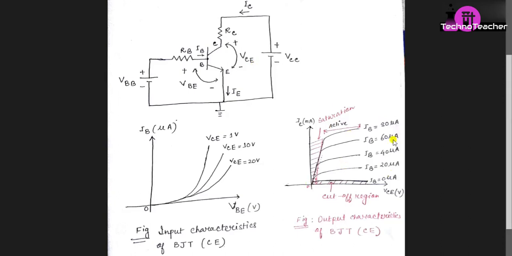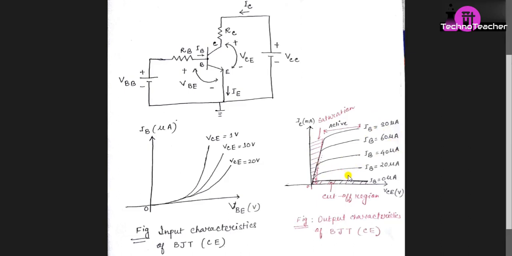This figure shows the output characteristics of BJT in common emitter configuration. Here, different IC versus VCE curves are shown for different IB values. As we can see here, for IB equals 0 microampere this curve, for IB equals 20 microampere this curve. Similarly, for different values of IB, we have different IC versus VCE curves.